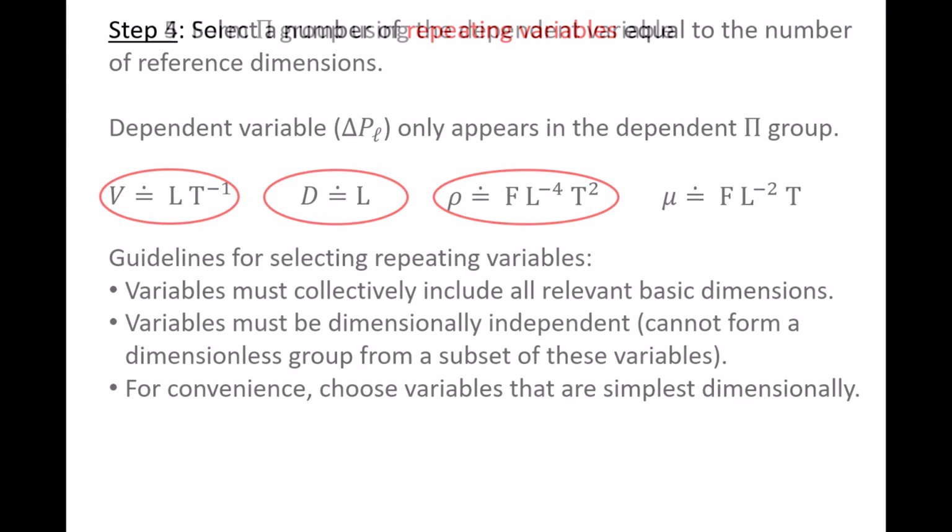We are now ready to create our first pi group in step 5. This pi group involves our dependent variable, delta PL. We multiply delta PL by the 3 repeating variables raised to an unknown power. Pi1 is equal to delta PL times d to the a, v to the b, rho to the c. The exponents a, b, and c are unknown, and our task is to find the values of a, b, and c that will make pi1 become a dimensionless group.